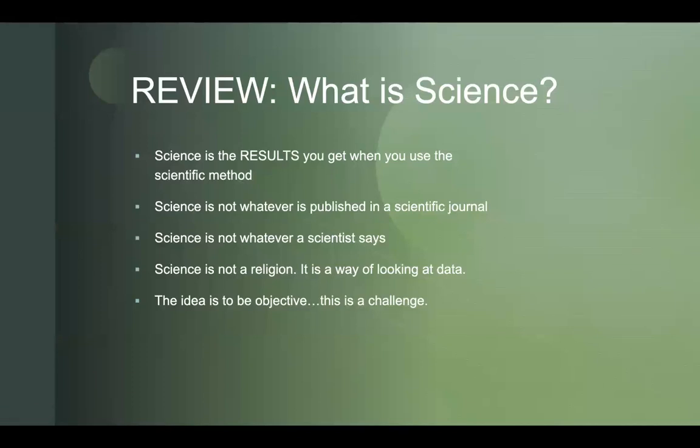So science is the results that you get when you use the scientific method. It is not whatever seems to be published in a journal article. It may or may not be science. Just because it's published in a journal article or a scientific journal doesn't mean that it's necessarily science, because they may not have used the scientific method or they may not have used it very well.